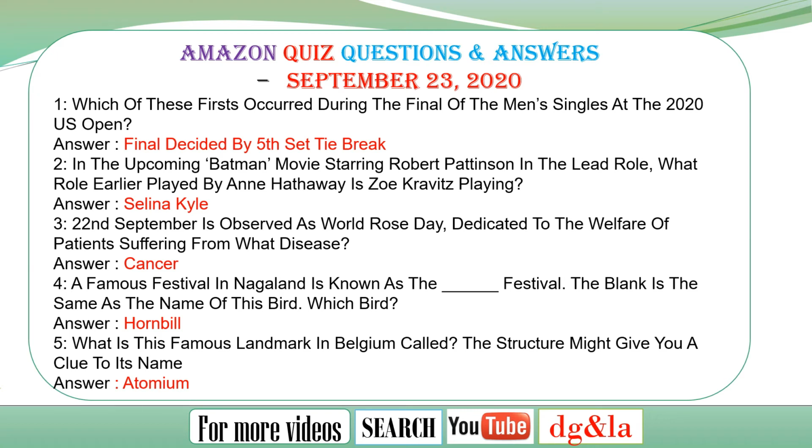Fourth, a famous festival in Nagaland is known as the blank Festival. The blank is the same as the name of this bird. Which bird? Answer: hornbill. Fifth, what is this famous landmark in Belgium called? The structure might give you a clue to its name. Answer: atomium.